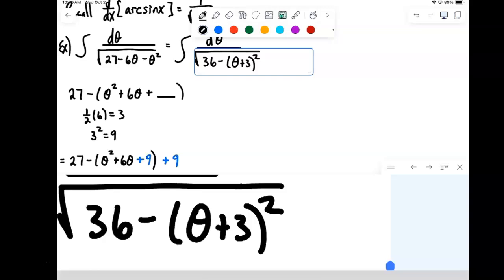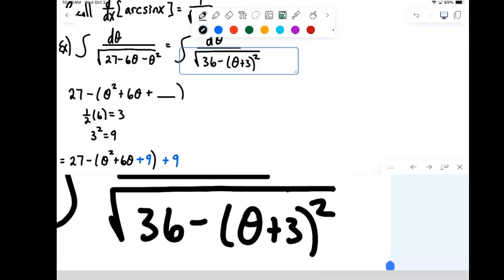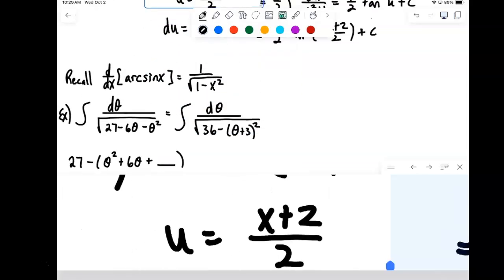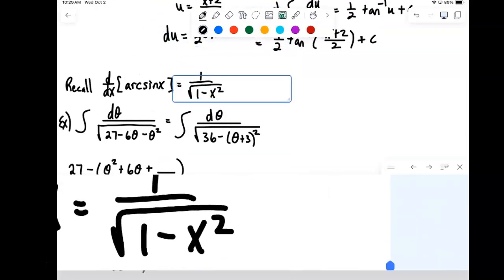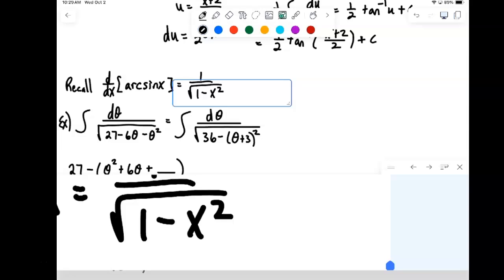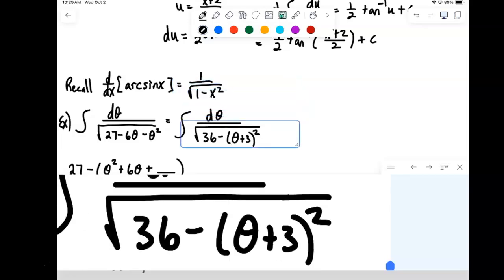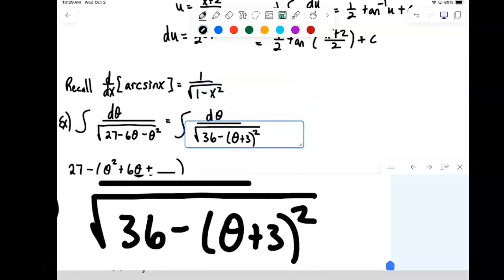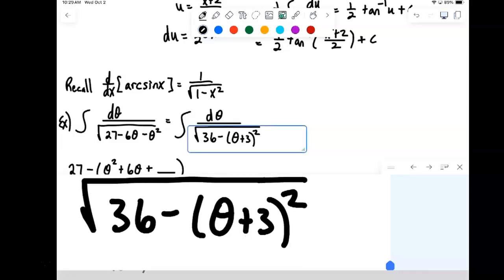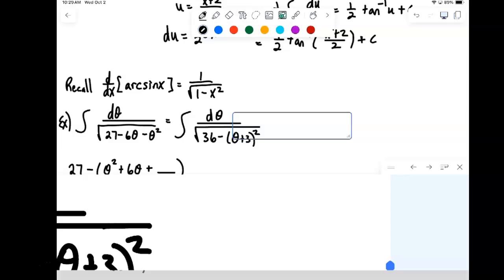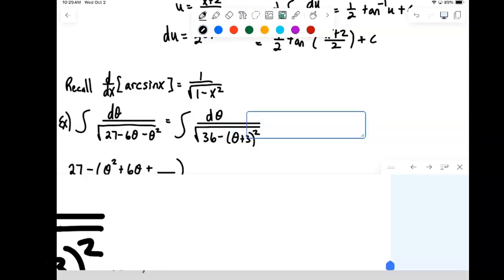Okay. Now, the thing I'm looking to transform this into is eventually an arc sine of 1 minus u squared. So I need that 36 to be a 1. So I have to factor that out of the square root, or out of the quantity there. Eventually I'm going to take it out of the square root too.